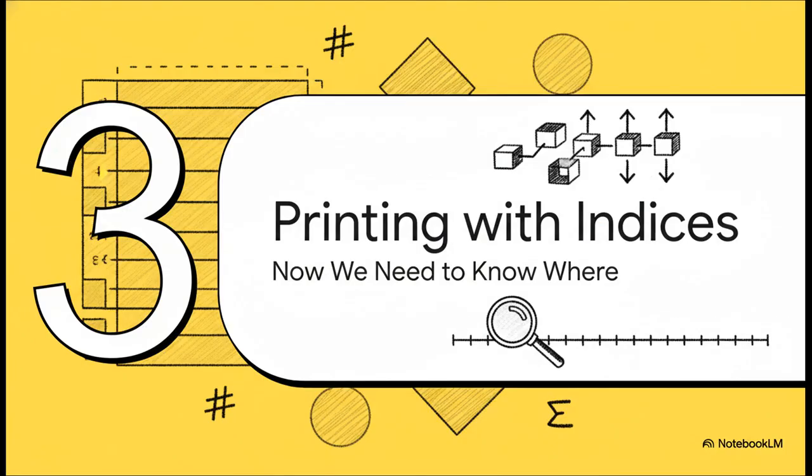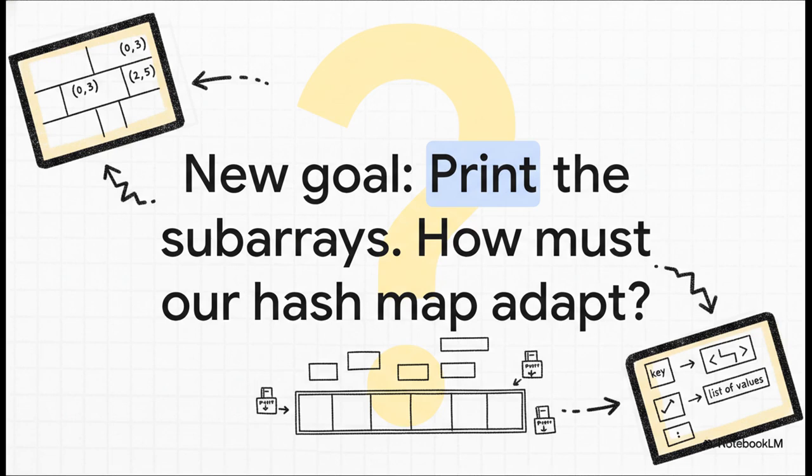Okay, that's awesome. We can count them. But let's level up. What happens if the interviewer looks at you and says, great, now can you actually print out all 4 of those subarrays for me? Well, the goal just changed, which means our strategy has to change too. So I put it to you: if we suddenly need to know the exact start and end of each subarray, what kind of information can we no longer afford to throw away? What does our hash map need to store now instead of just a simple number, a frequency count?